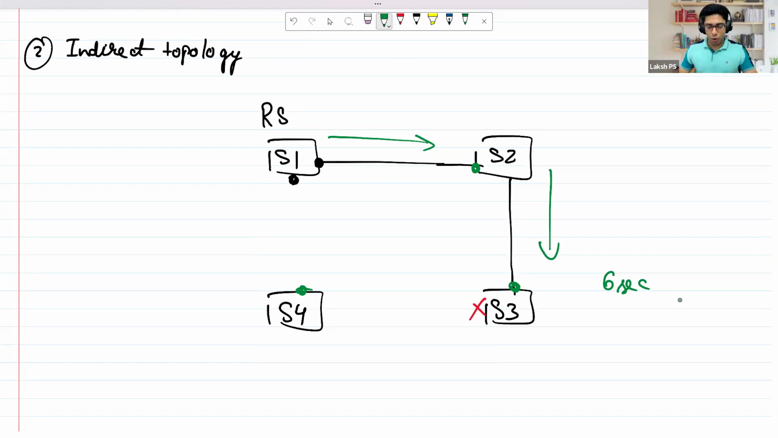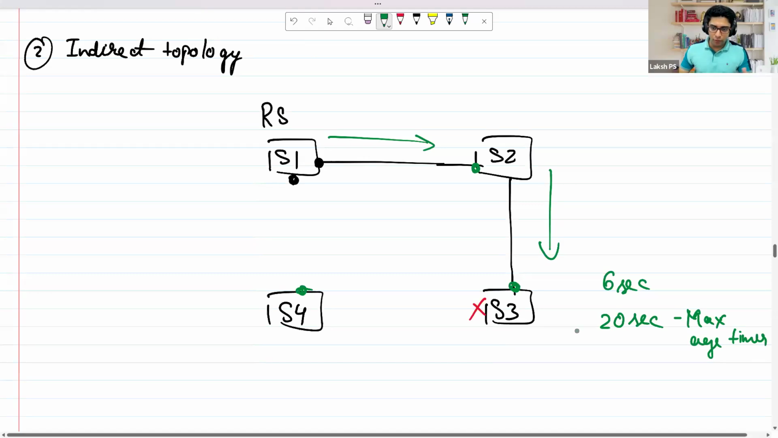Now, when 6 seconds are crossed, it again waits for 20 seconds. This wait period of 20 seconds is called max age time. So first, switch 3 waits for 6 seconds. That is your 2 seconds BPDU times 3. Right. Then after 6 seconds has crossed, it waits for another 20 seconds. This 20 seconds is called max age time.